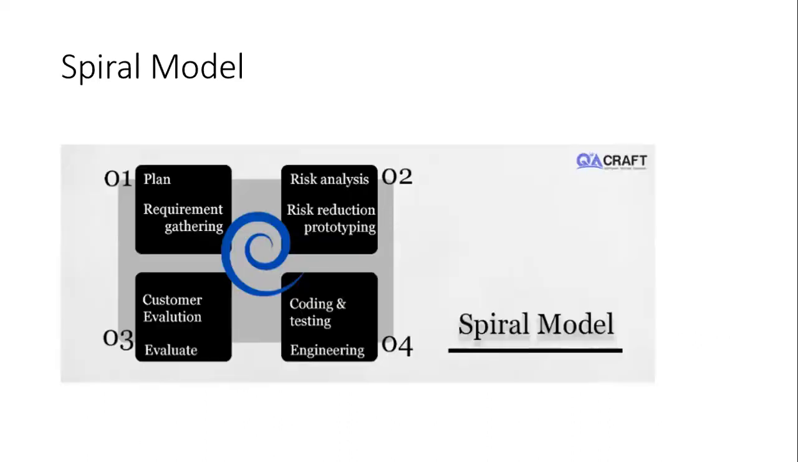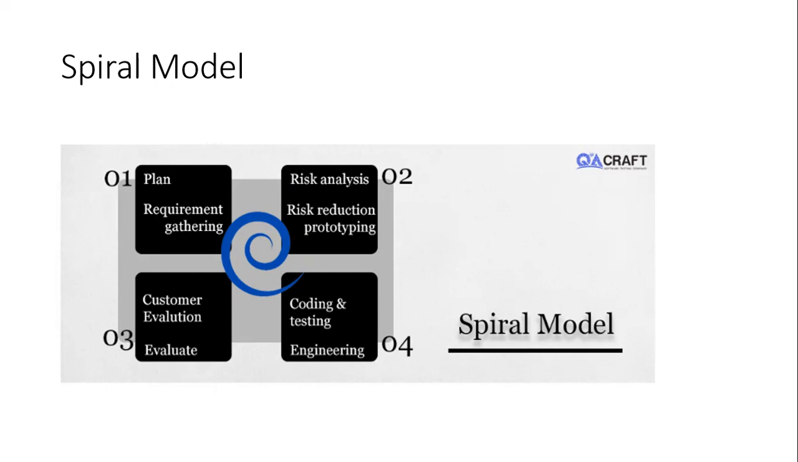Now next is the spiral model. This is the next model, in which these are the phases: planning, risk analysis, coding and testing, and customer evaluation. These phases will go on occurring spirally and continuously. That's why it is called the spiral model. First, the planning. In the planning phase, the requirement will be gathered by the business analyst, and then the next stage is risk analysis. If there are any risks while developing that particular requirement, that risk will be calculated over here. Then customer evaluation of that risk analysis, and then actual development will get started.